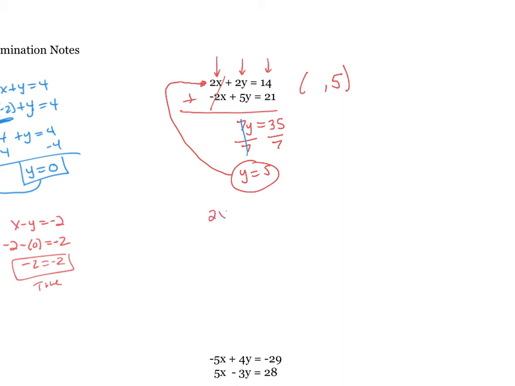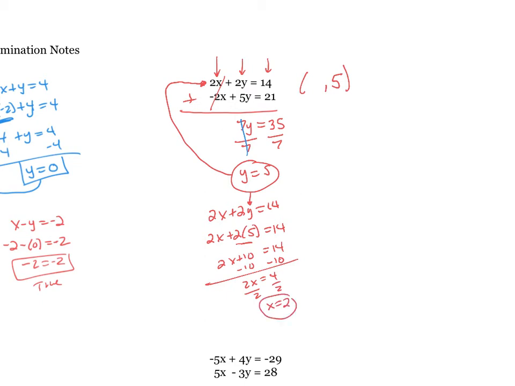So I'm going to take that top equation, I'm going to rewrite it. And then I'm going to plug this 5 in for y. And remember, when we do this, it's a smart move to put it in parentheses. So now I would multiply first, so 2 times 5 is 10. Then I would subtract 10 from both sides. Now I'm just solving for x. I get 2x equals 4, and then I would divide both sides by 2, and I get x equals 2.